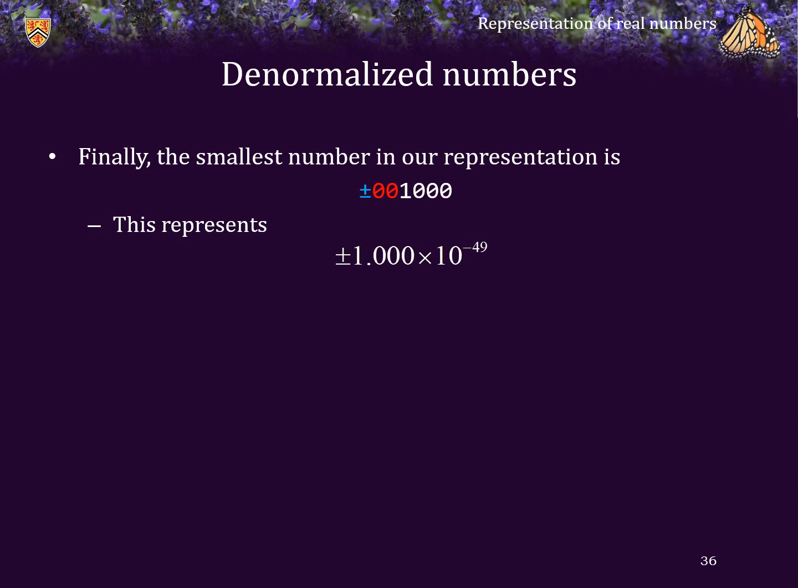Finally, and this is the end of the tunnel, the smallest number in our representation is 00100. This is the smallest possible value that is positive that can be stored in our representation so long as the first digit there is non-zero. And this represents 10 to the negative 49.